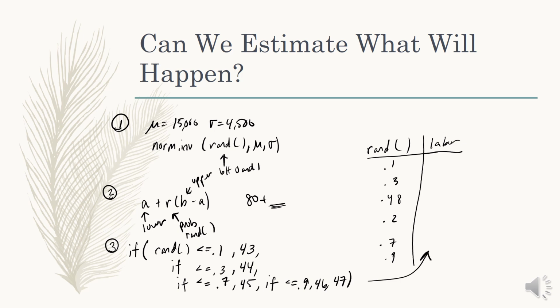So again, this if command, it's if, and then you'll test something, then you'll have an output. And then the last thing is, if the output doesn't happen, then this is the else. So if whatever your test is, do this output. If it failed the test, then do something else. So on this first one, if the random number is less than or equal to 0.1, then output of 43. But if it's not less than or equal to 0.1, then do this other part. So that's how this whole if then works.